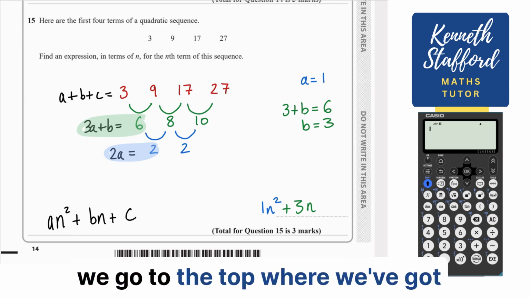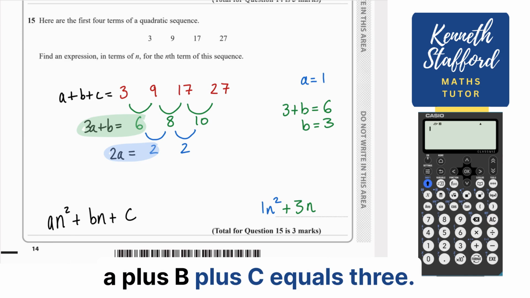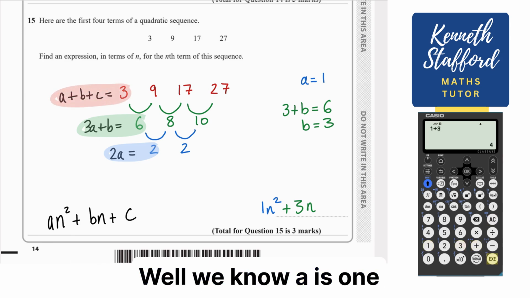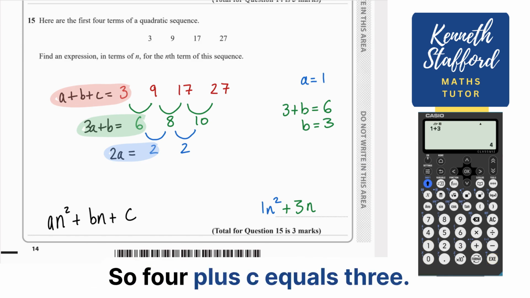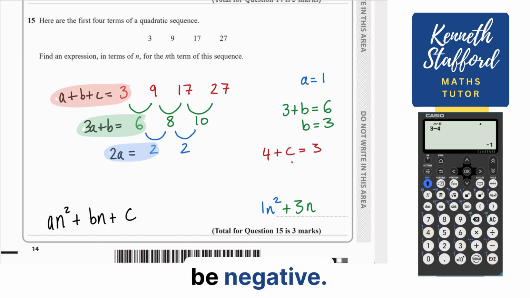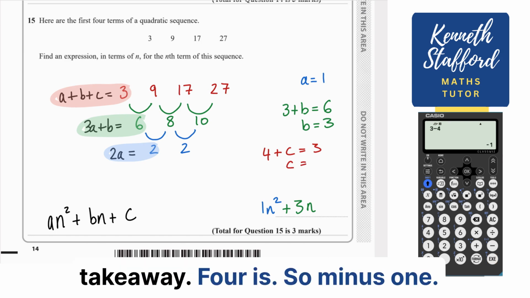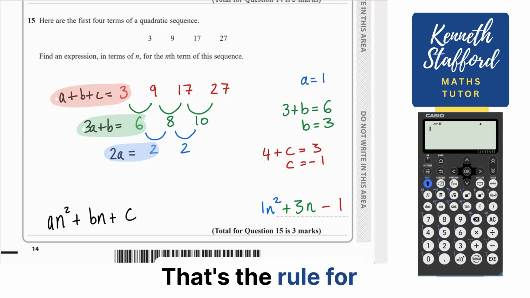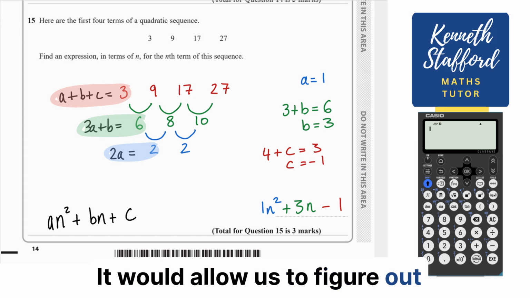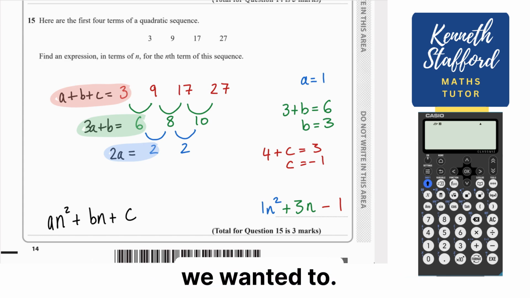Then last of all, we go to the top where we've got a plus b plus c equals 3. Well, we know a is 1 and b is 3, so when we add them together, we get 4. So 4 plus c equals 3. That means that c must be negative. It must be whatever 3 take away 4 is, so -1. And that goes there. So that is our nth term of the quadratic sequence. That's the rule for the sequence. It would allow us to figure out any term in the sequence we wanted to.